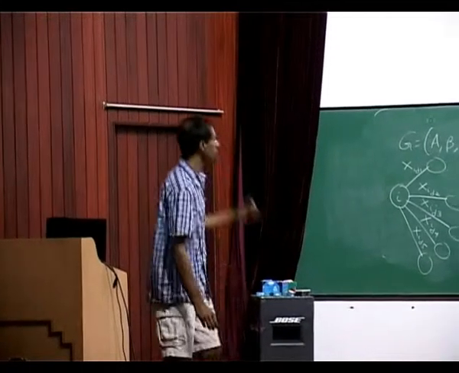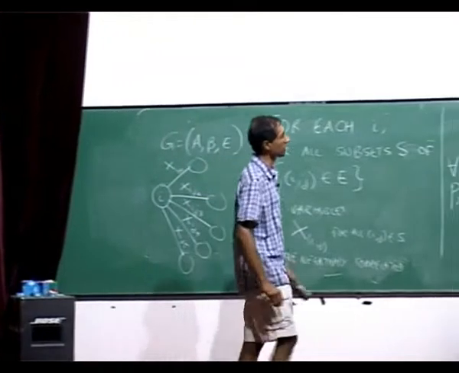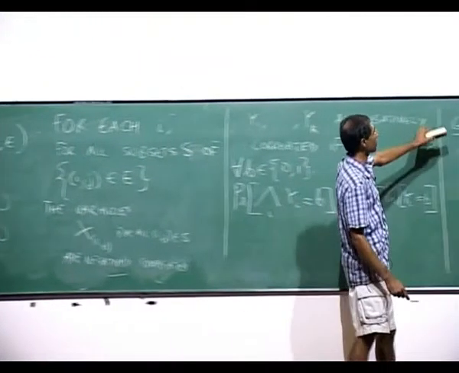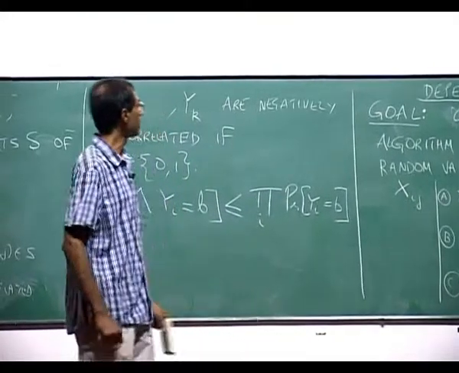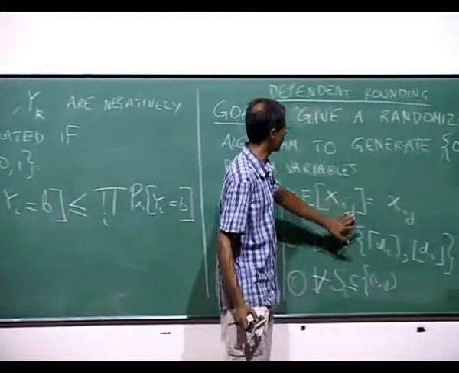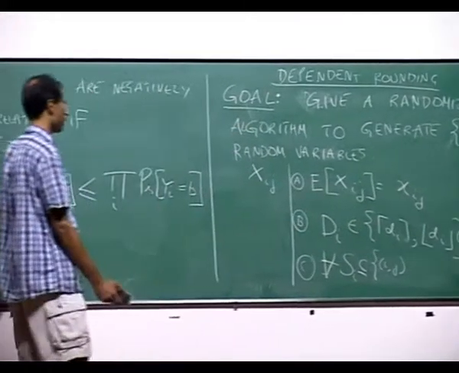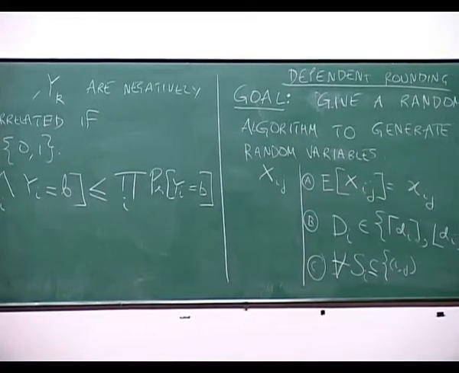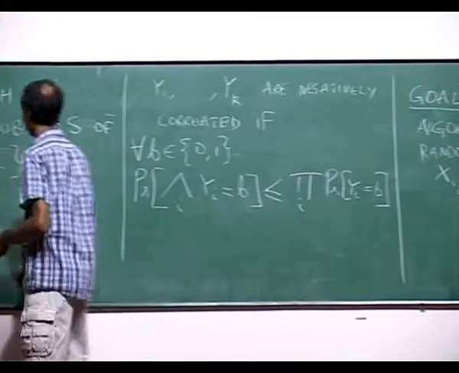Okay, so let's go back to this situation of dependent rounding. Here is the goal. We want to give a randomized algorithm to generate 0, 1 random variables such that the expected value of xij equals xij, and we have the degree condition, and this is the third condition that I have written.